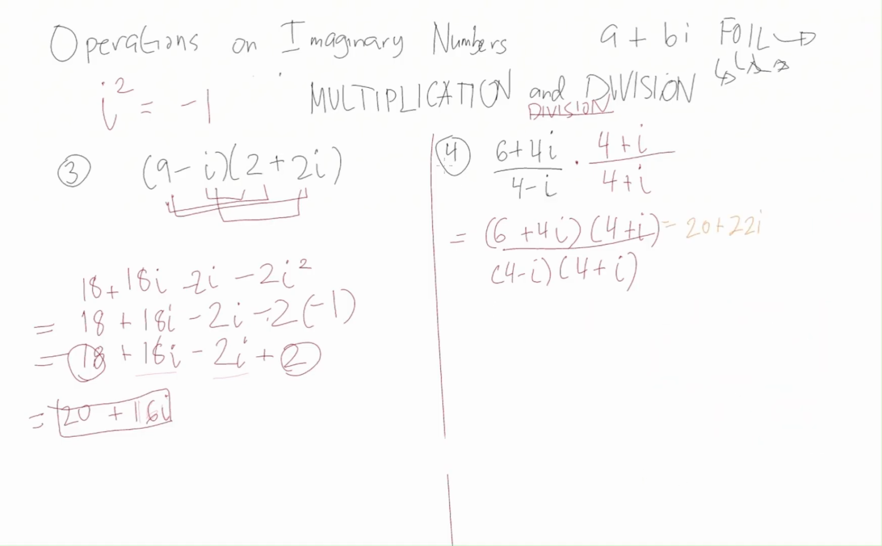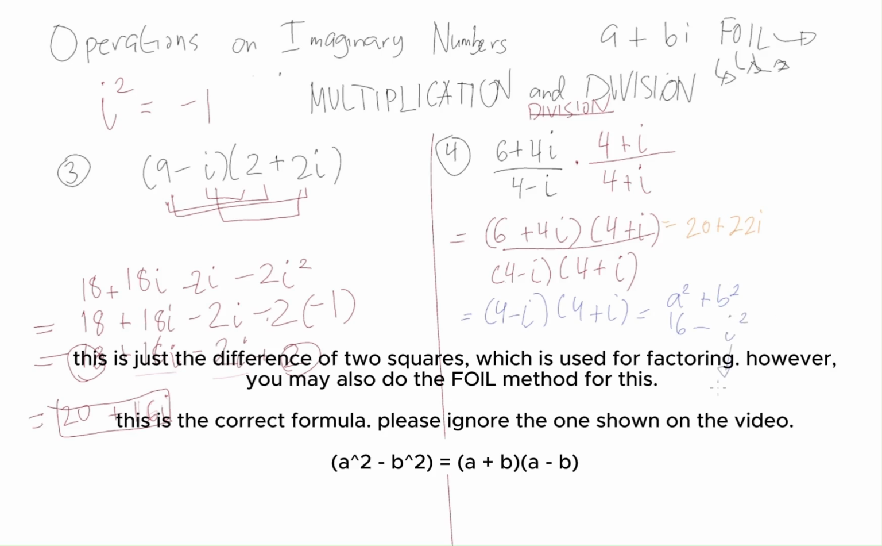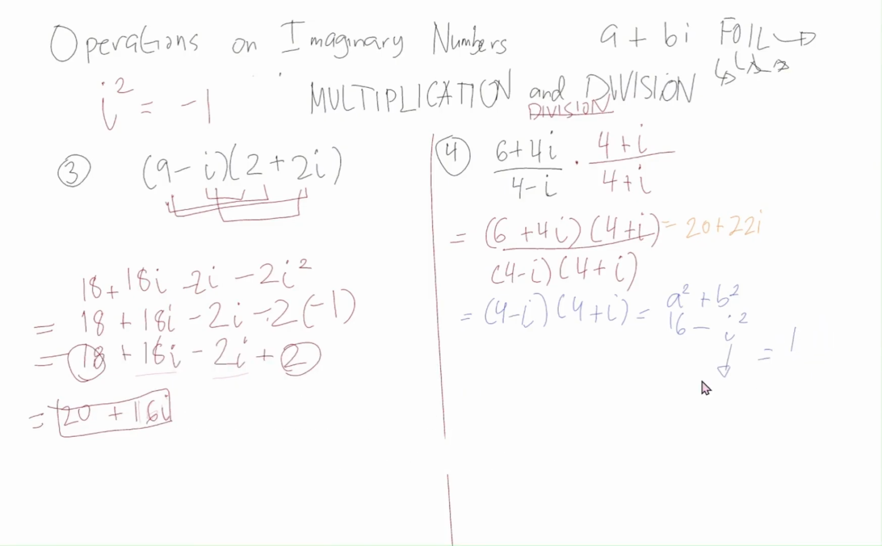Now let's do the denominator. Let's write that as the difference of two squares, which is a squared minus b squared, right? So that's just 16 minus i squared. So that will become negative 1, and this whole thing will turn into 17. But you can also do the FOIL method for this. If you do the FOIL method again, so 4 times 4, that's 16.